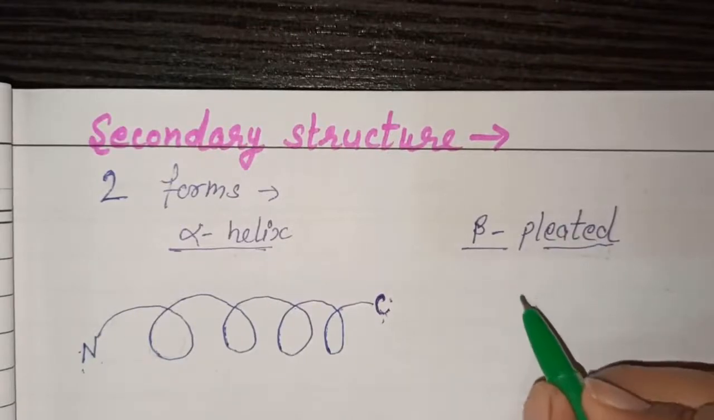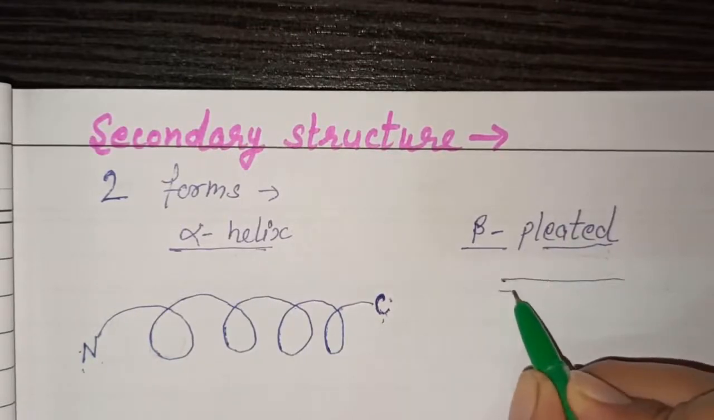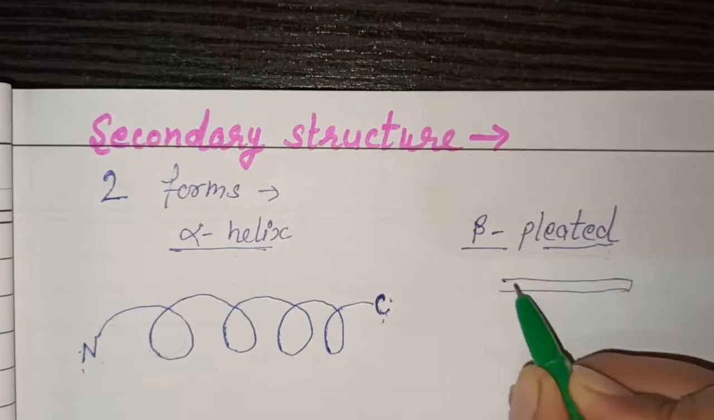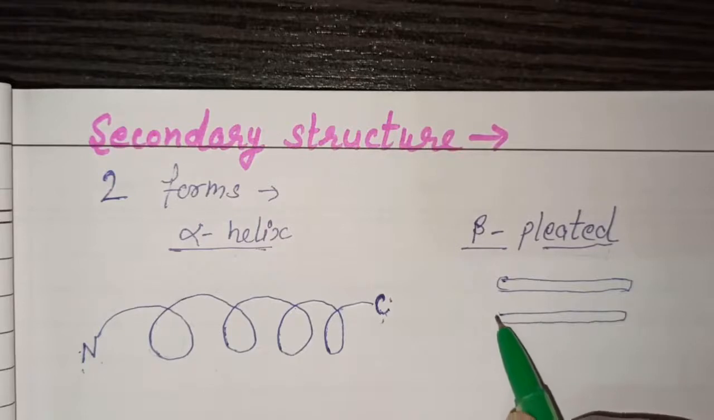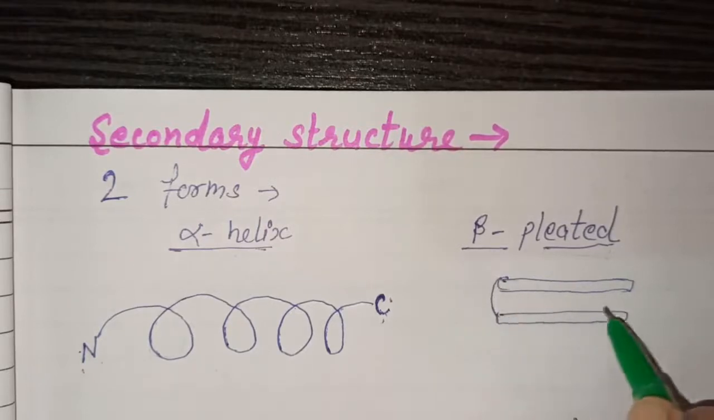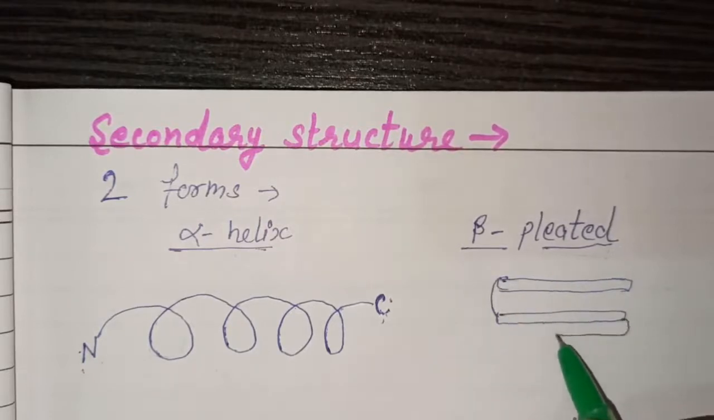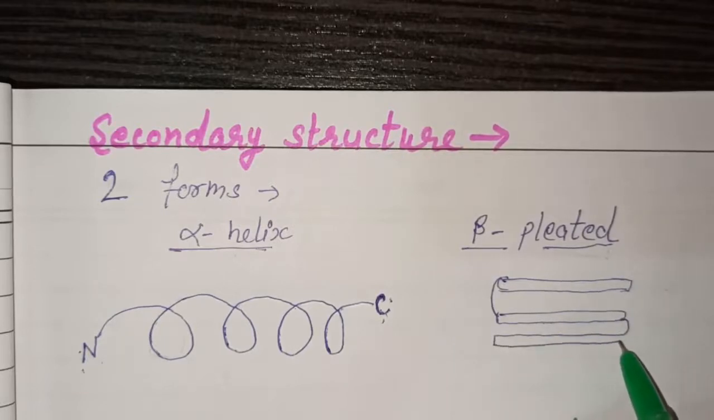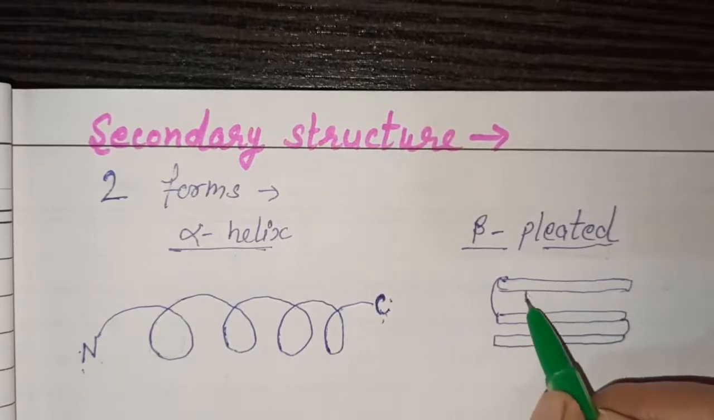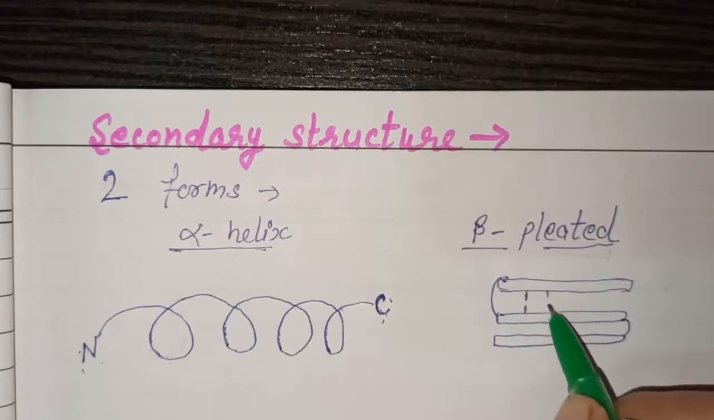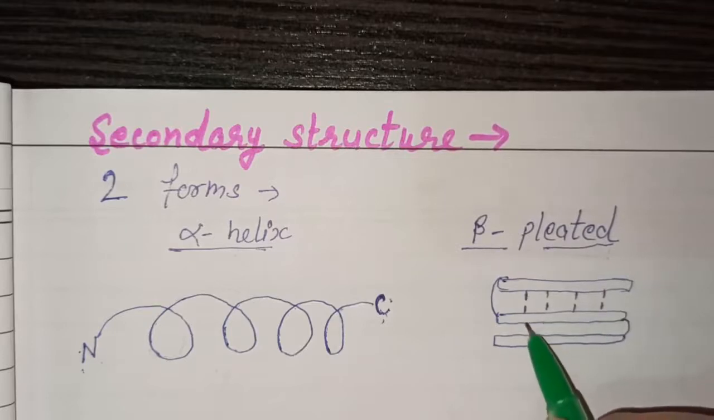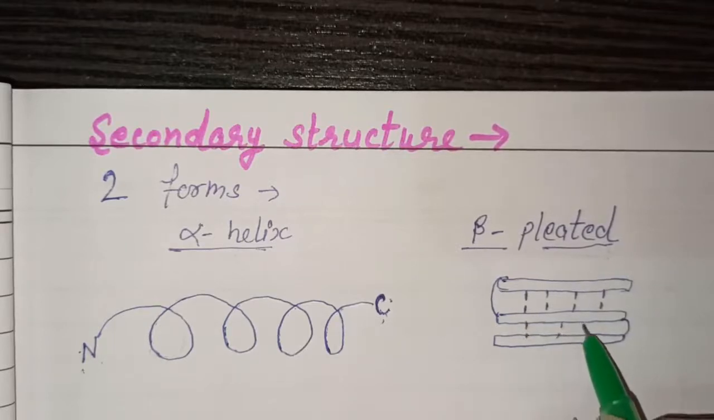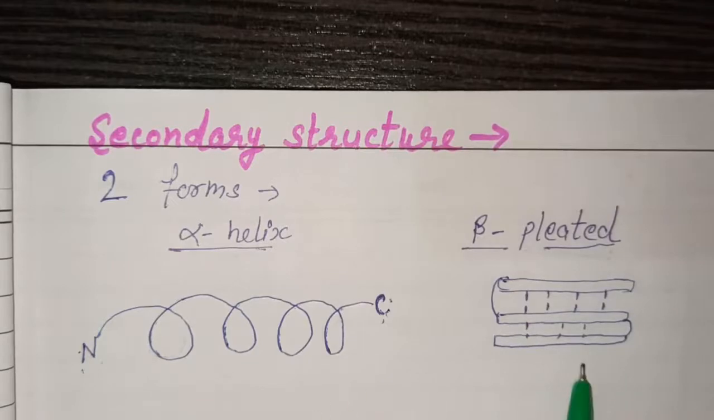And in beta pleated sheet form, pleats like this will be formed. Polypeptide chain will take a form like this. This is called beta pleated structure, and here these are joined with the help of hydrogen bonds. These are hydrogen bonds present between these stretches of polypeptide. Okay, so these two forms can be there for the secondary structure of protein.